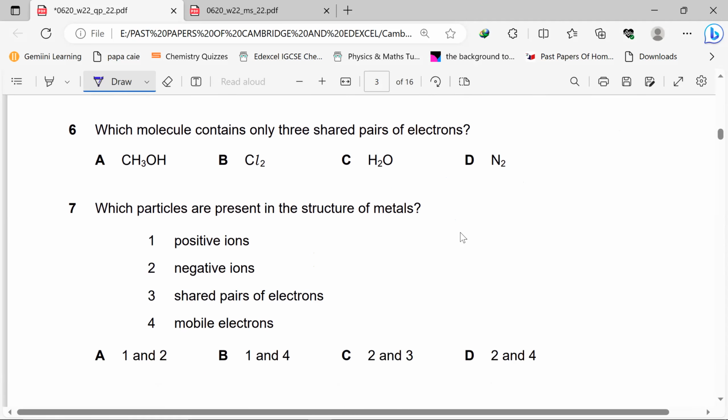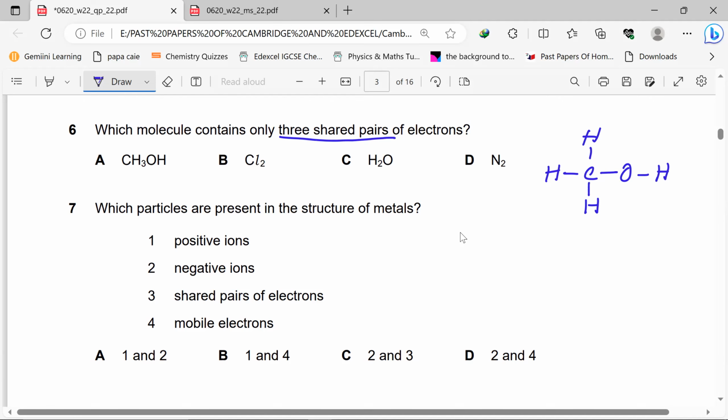Number 6, which molecule contains only 3 shared pairs of electrons? If you look at shared pairs of electrons, CH3OH, if we draw it, is basically carbon with 3 hydrogens, and 1 oxygen and 1 hydrogen. So this is methanol. Let us count which molecule contains only 3 shared pairs of electrons. We have many shared pairs here: 1, 2, 3, 4, 5. Minimum 5 pairs of electrons which are shared.